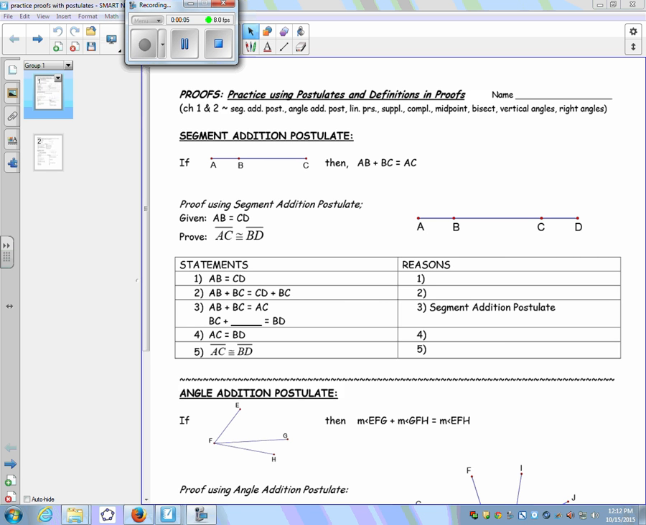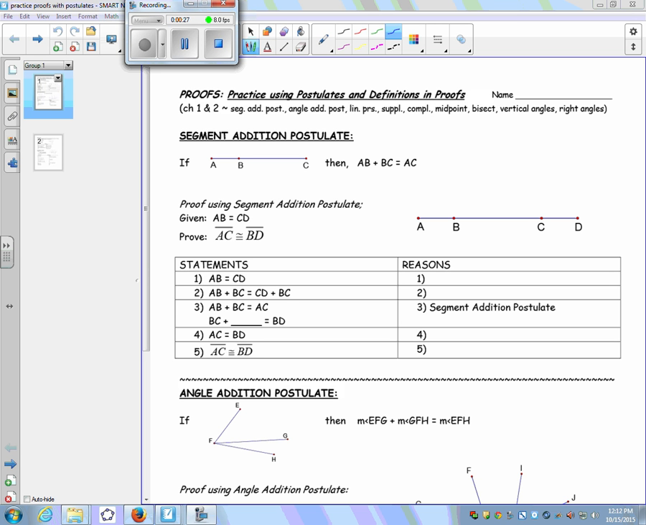Hi. Okay. All right. So now we are going to go through this worksheet, practicing using postulates and definitions in proofs. Okay. So, segment addition postulate. If we're gonna make a proof, I should probably not talk quite as loud. Okay, so segment addition postulate.